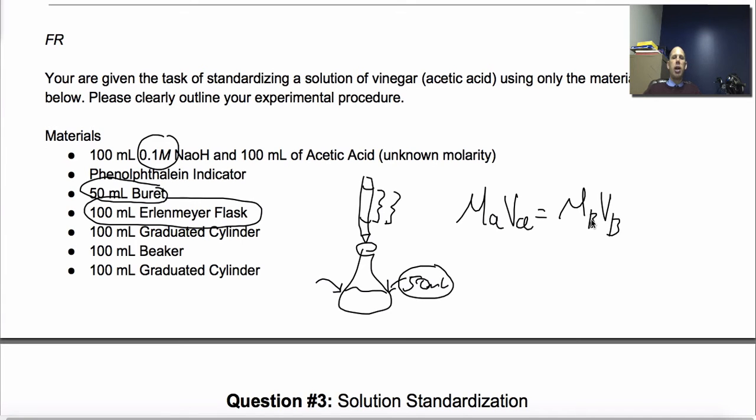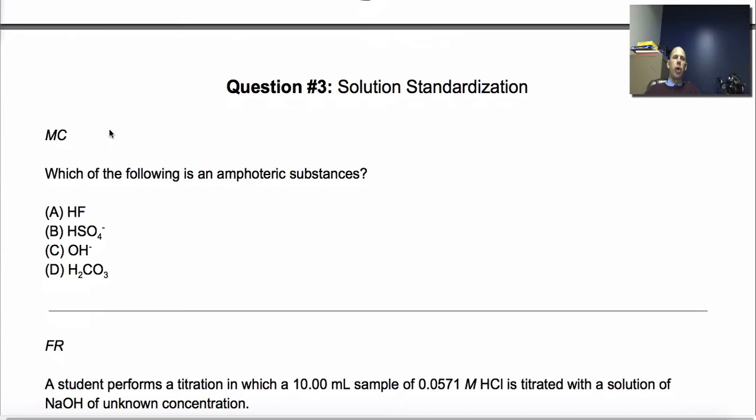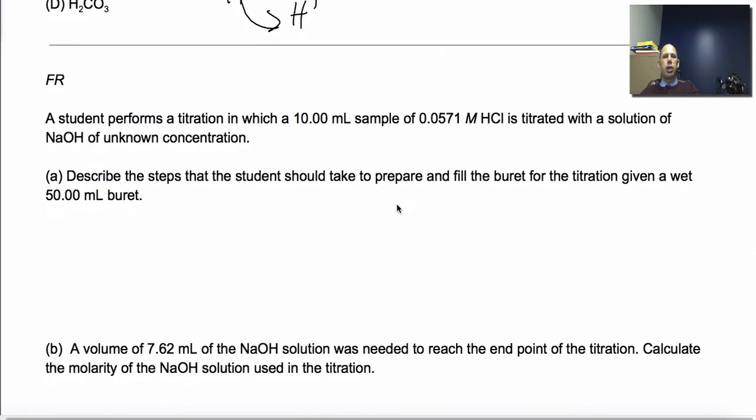You can indicate that if you like. Solution standardization. So there's some random multiple choices here. Remember, amphoteric means it acts as an acid and a base. It has to start with an H, so it can't be C, and it has to be negative, so it's got to be B. Negative allows it to be an acceptor of protons, and having an H allows it to be a donator of protons. Remember, an H plus is the same thing as a proton in this case.